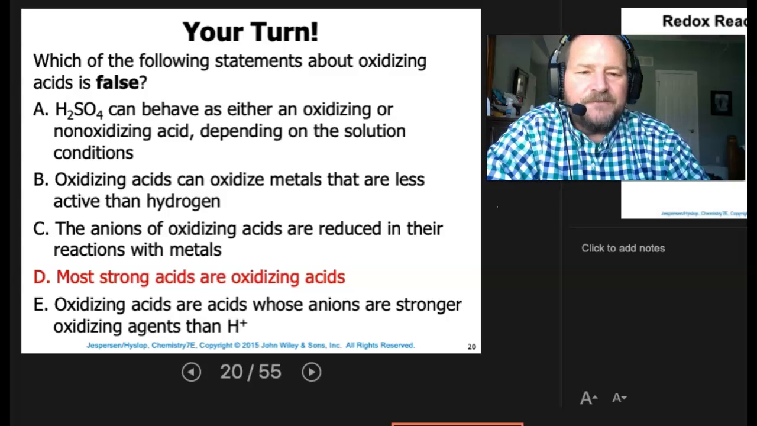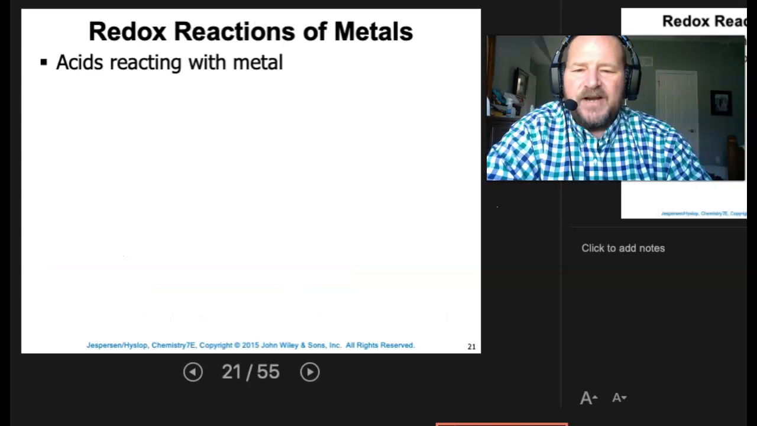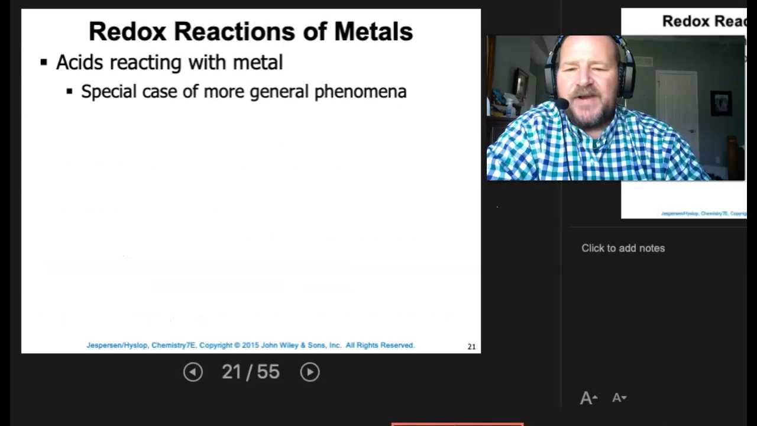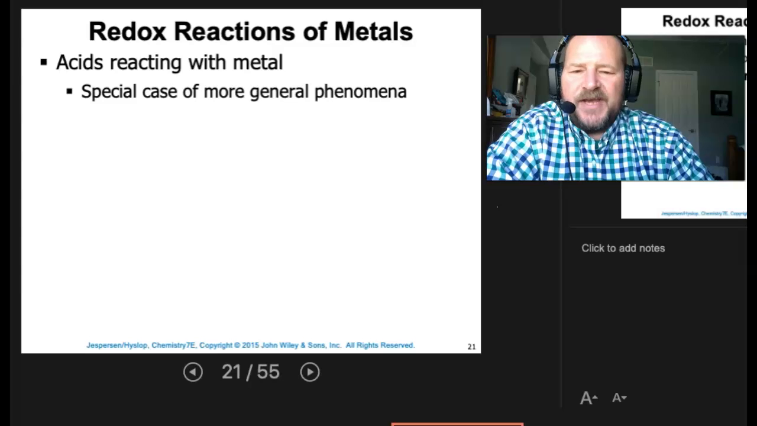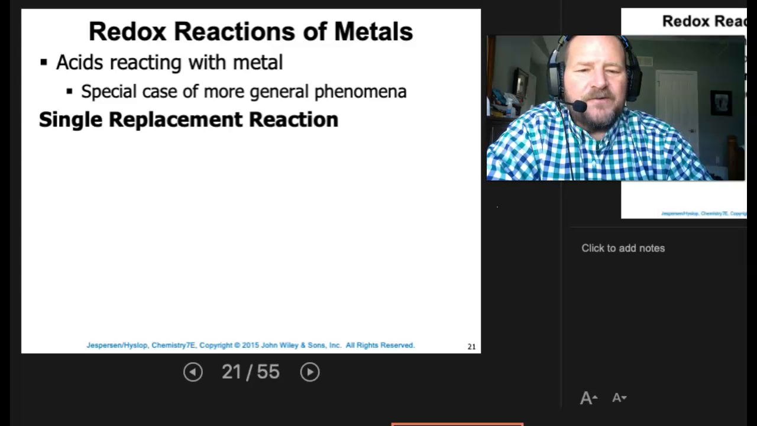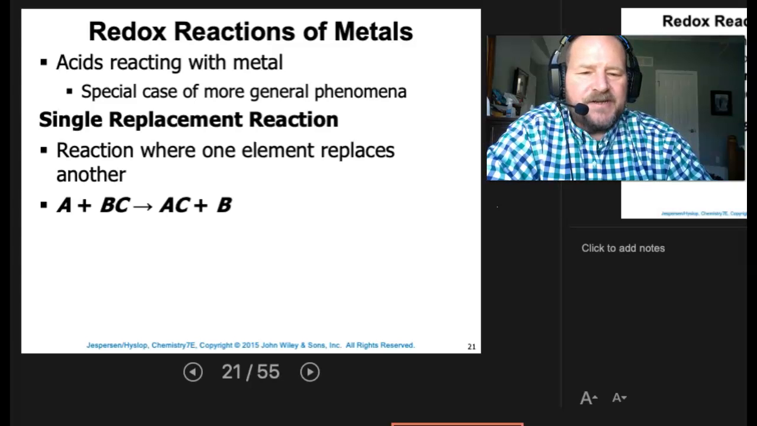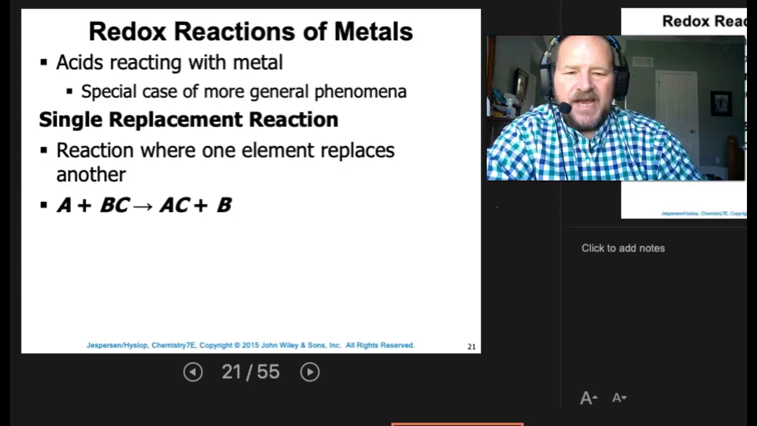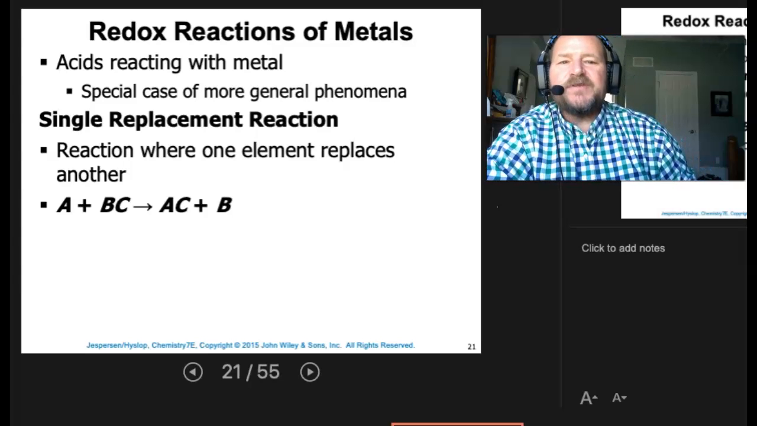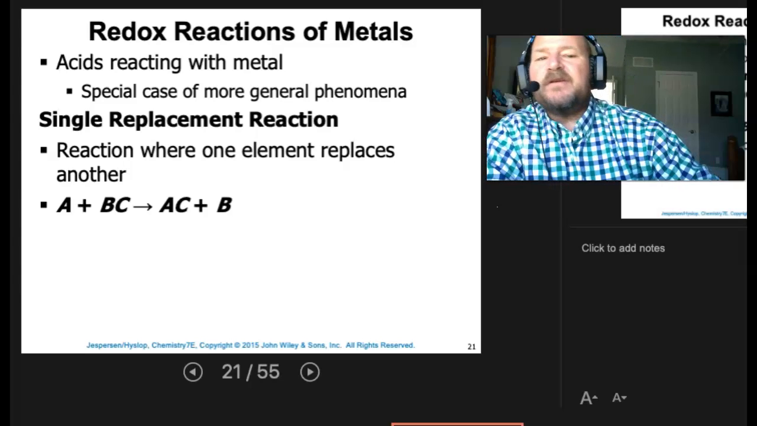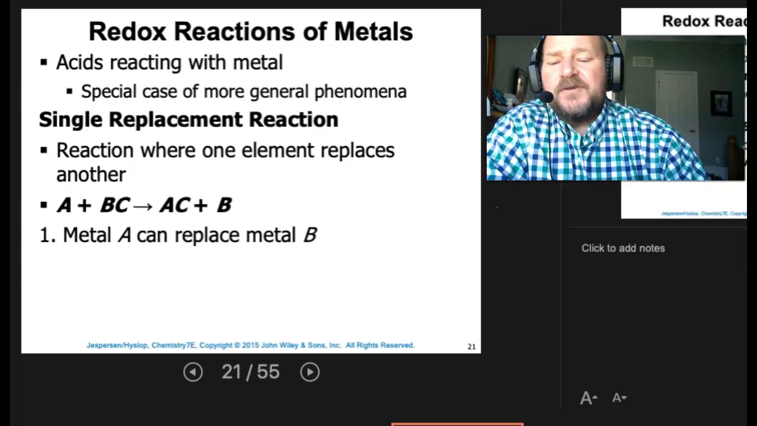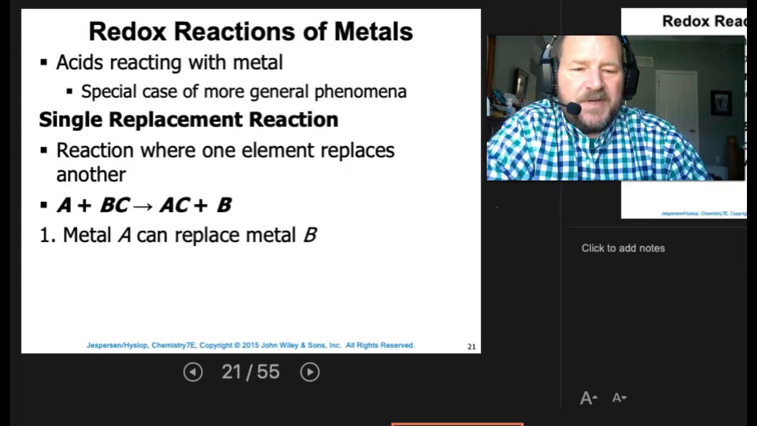That's definitely true. All right, so the redox reactions of metals then. Acids reacting with metal are a special case of a more general phenomenon. So of course we've seen this as the single replacement reaction. This is the reaction where one element replaces another, right? So that general formula was A plus BC goes to AC plus B. So metal A can replace metal B.